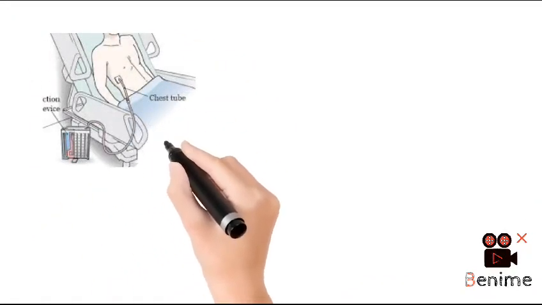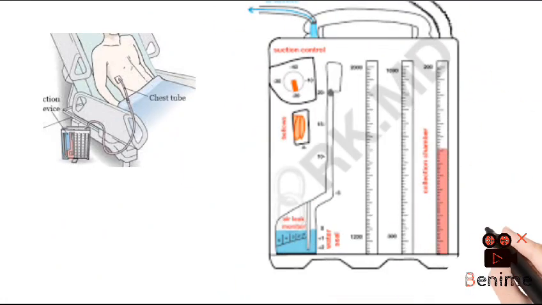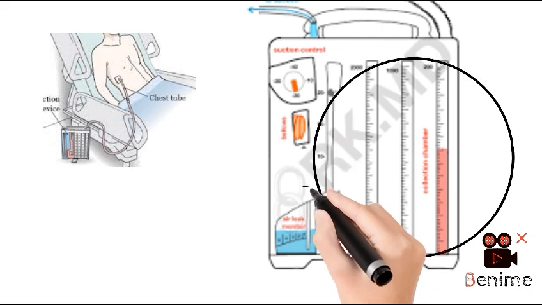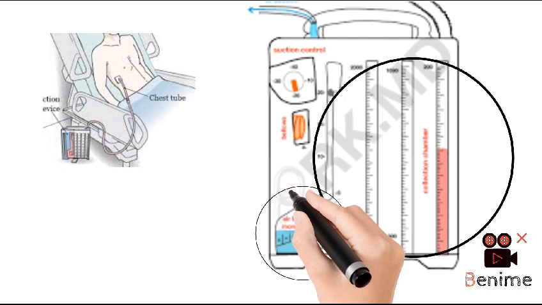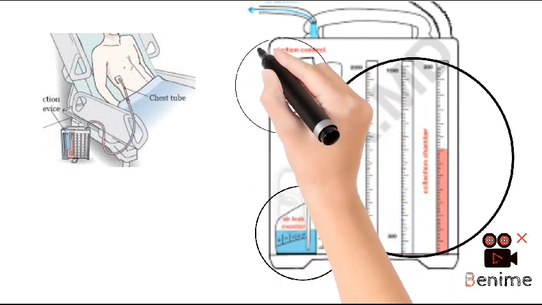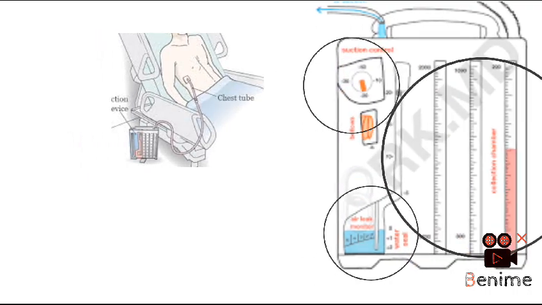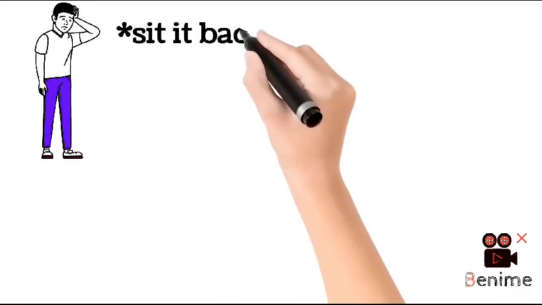A chest tube is connected to a drainage system that collects and removes the fluid, air, or blood from the pleural space. The system consists of a collection chamber, water seal chamber, and suction control chamber. The collection chamber collects the fluid or air draining from the pleural space. The water seal chamber acts as a one-way valve, allowing air to exit the pleural space during exhalation but preventing air from entering during inhalation. The suction control chamber regulates the amount of suction applied to the chest tube, if necessary.